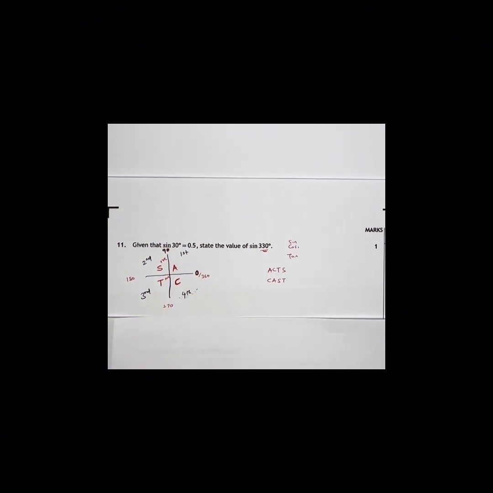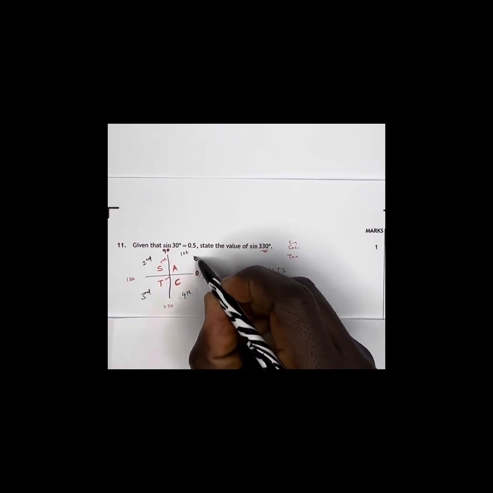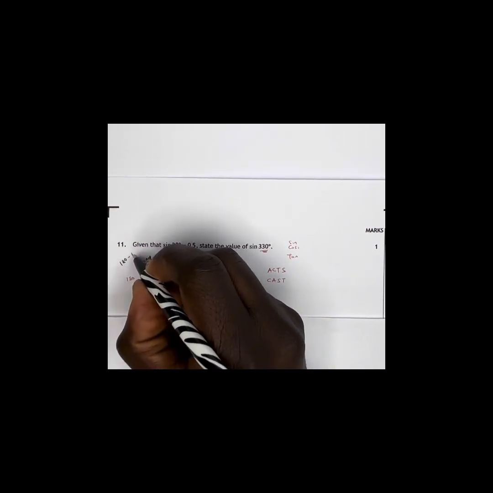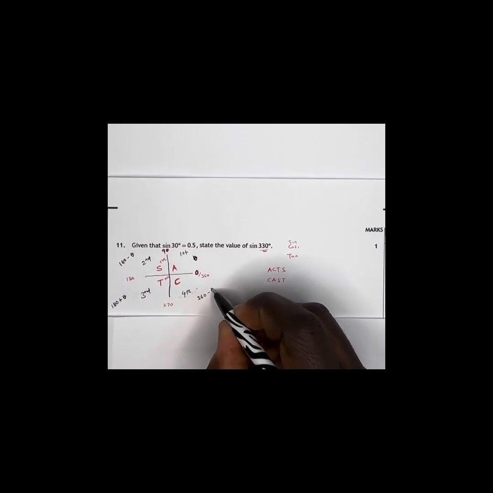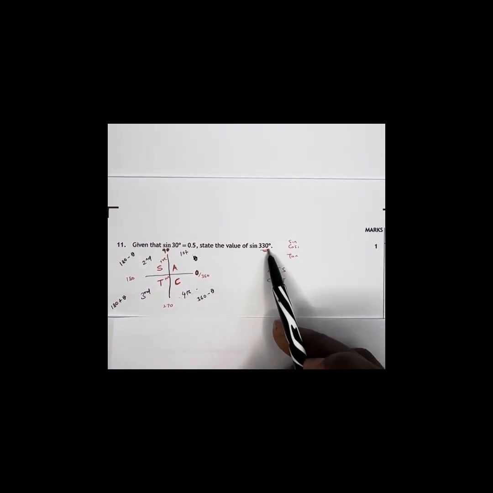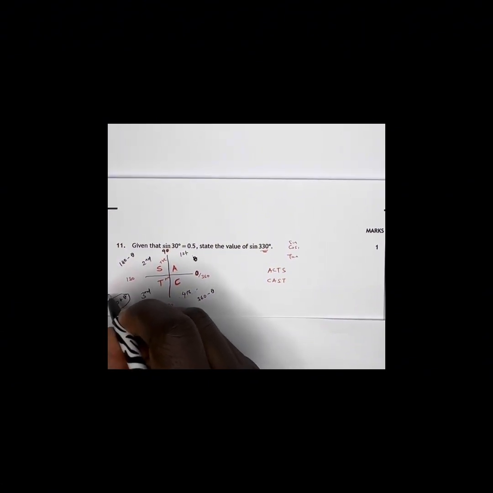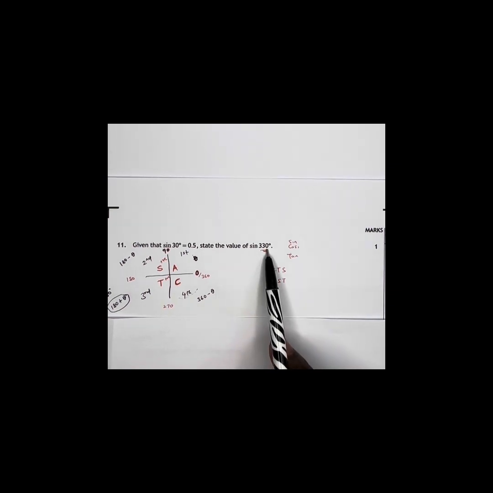In the first quadrant, we have theta. In the second quadrant, the formula is 180 minus theta. In the third quadrant, it is 180 plus theta, and in the fourth quadrant, it is 360 minus theta. Theta is the angle you're looking for. This could also mean theta minus 180 degrees, because you're expecting values more than 180.